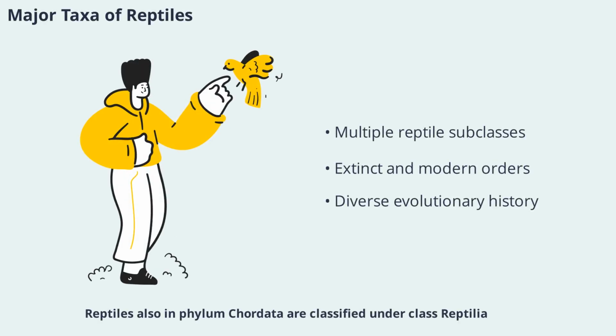Reptiles, also in phylum Chordata, are classified under class Reptilia. Their diversity is reflected in several subclasses and orders, both extinct and extant. Subclasses include Anapsida, Synapsida, Lepidosauria, Archosauria, and Euryapsida. Orders range from the ancient Captorhinomorpha and Pelycosauria to modern Testudines turtles, Squamata lizards and snakes, and Crocodilia crocodiles and alligators. Some, like Pterosauria and Saurischia, represent extinct flying and dinosaurian reptiles. This classification highlights the evolutionary breadth of reptiles, from stem reptiles to modern survivors.